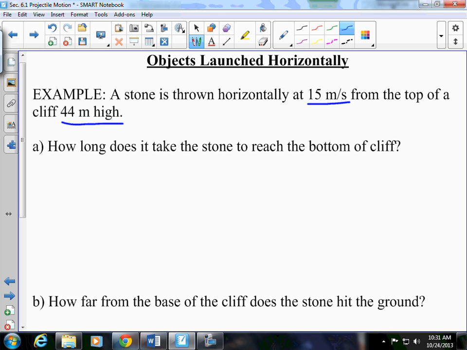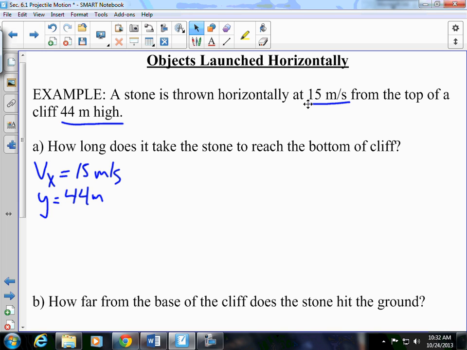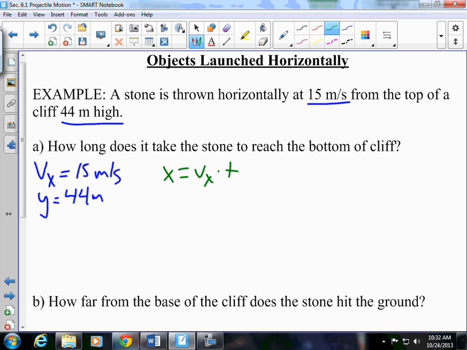Well, the stone is thrown horizontally at 15 meters per second. So is that going to be Vx or Vy? It'll be Vx is 15 meters per second, and y is equal to the height of the cliffs, 44 meters. Right. So now we're trying to look for time. Well, for time, we have two options for equations. We could do the x is equal to Vx times t. That equation has time. Or we can do the y is equal to Vyt plus 1/2 gt squared.